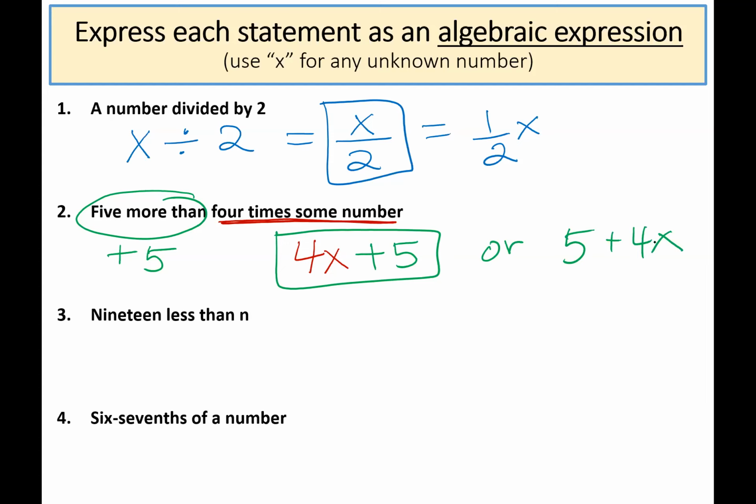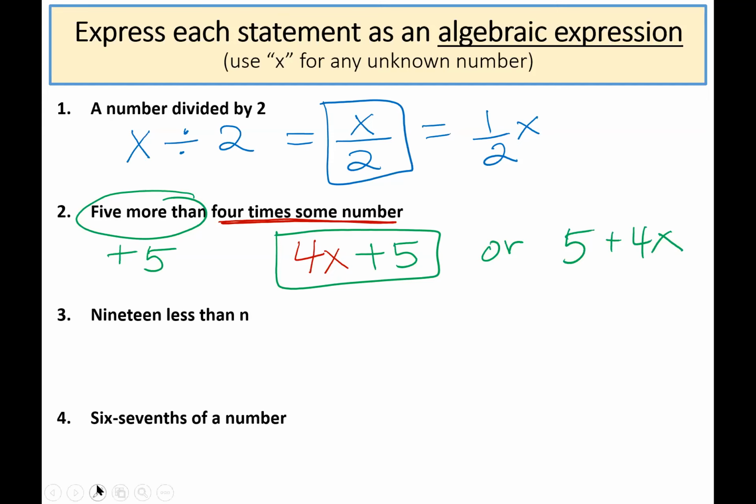But if it was 5 less than, then we would have to keep it in the original order. So for example, if it had been 5 less than 4 times some number, we'd have to write 4x minus 5. We could not switch the order. So the best answer will be 4x plus 5. If you see something more than or something less than, stick that number at the end of the phrase. So once again, 5 more than 4 times some number will become 4x plus 5.